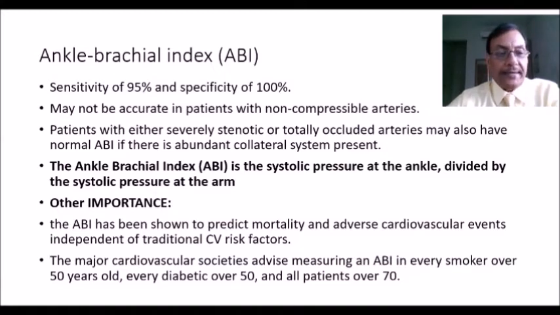Let us understand what the other importance of the ankle brachial index is. The ankle brachial index has been shown to predict mortality and adverse cardiovascular events independent of traditional cardiovascular risk factors. The major cardiovascular societies therefore advise measuring the ankle brachial index in every smoker over 50 years old, every diabetic over 50, and all patients over 70.